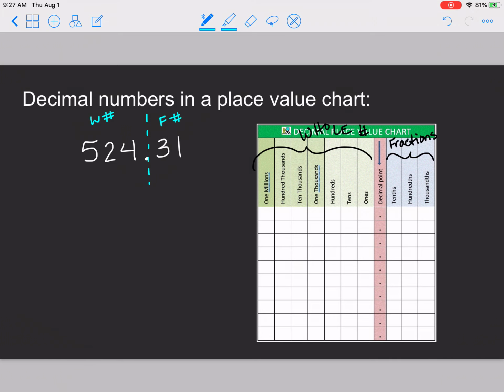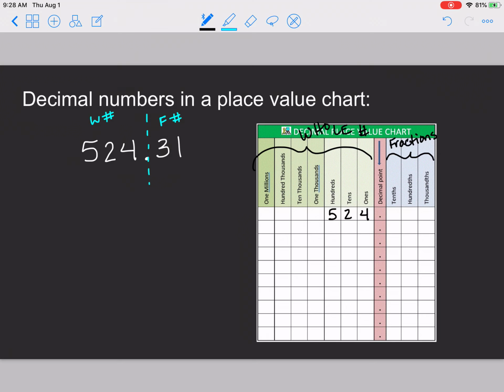So now what I'm going to do is I'm going to go over to my place value chart, and I'm going to fill in everything just to the left of the decimal. And if I were to just read that part of the number, it says 524. So I'm going to fill that part on my place value chart. 524.